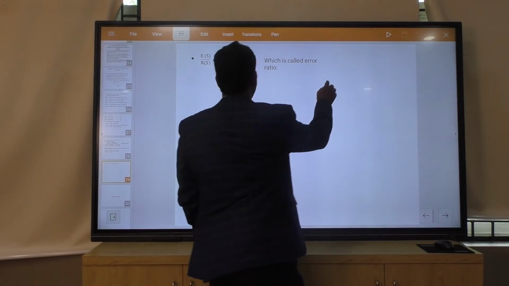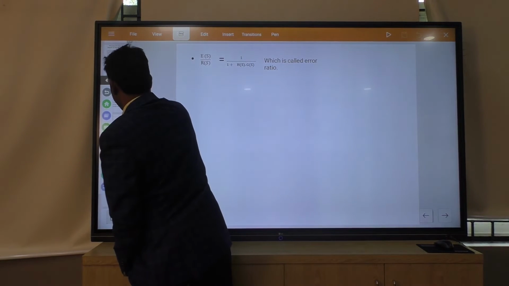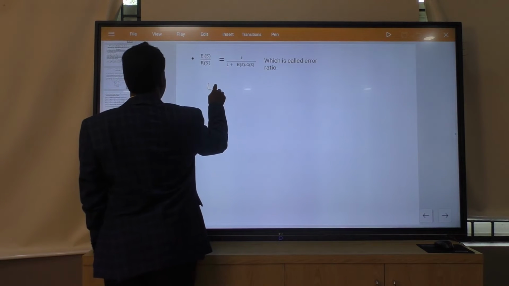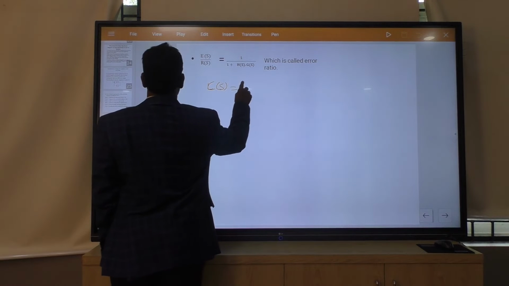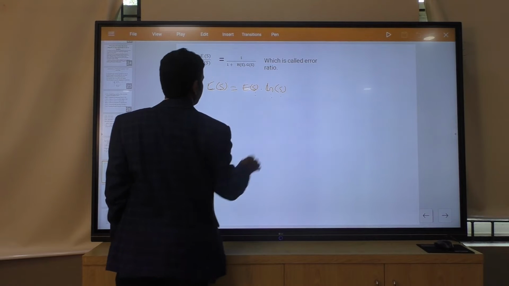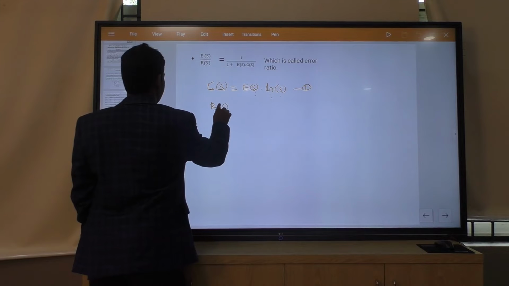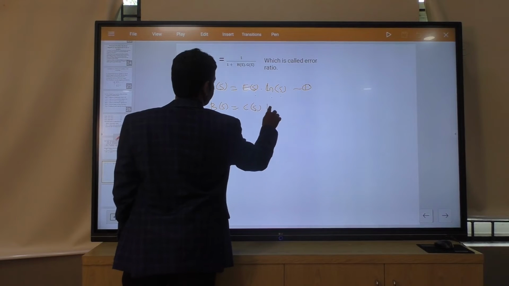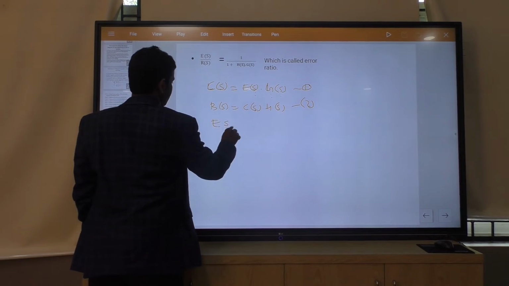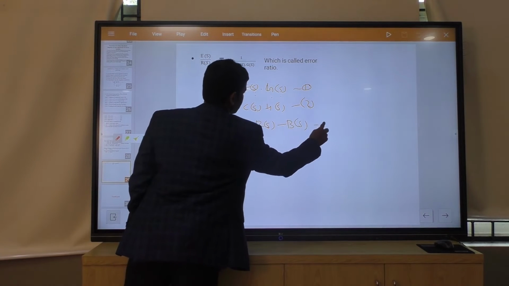okay, so what was equation 1? Now we discuss the error ratio. Equation 1 was CS is equal to ES into GS. Equation 2 was BS is equal to CS into HS. Equation 3 was error signal ES is equal to RS minus BS.